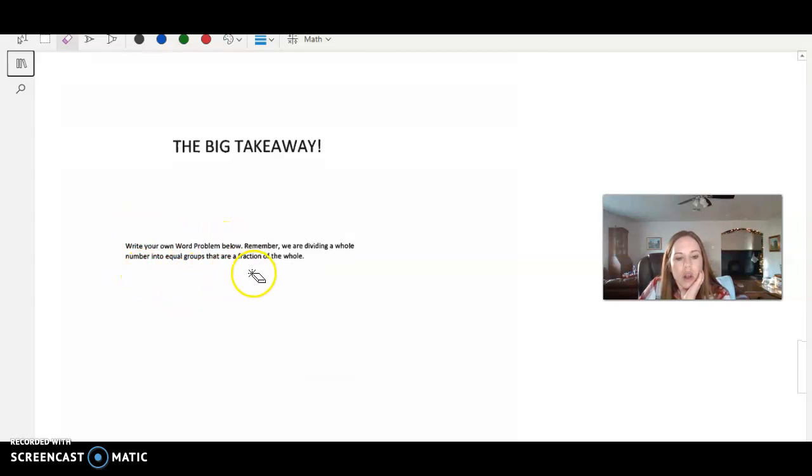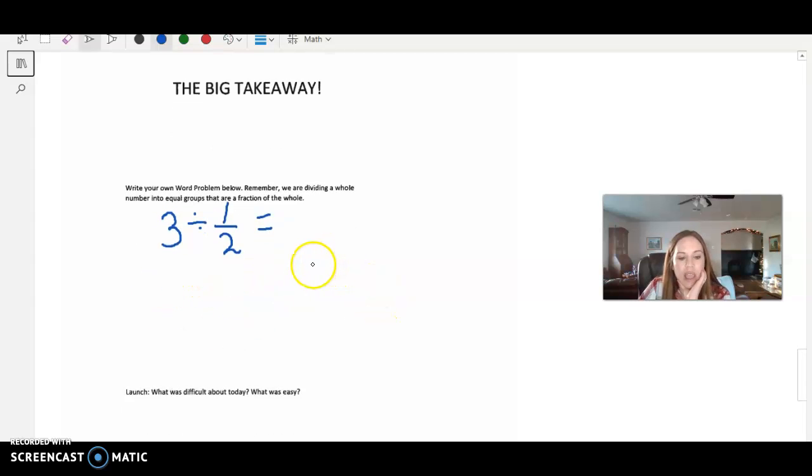I want you to write your own word problem. So remember, we are dividing a whole number into equal groups that are a fraction. So if it will help you, I'm going to give you an equation to use for your word problem. So for your word problem, you can start with 3 of something. It gets divided into halves, and so your answer is how many groups do you have after each of your things get divided into half, okay?